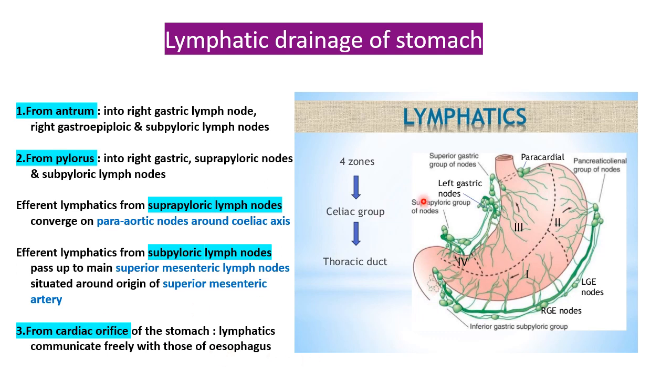And from the cardia of the stomach, the lymphatics communicate freely with those of the esophagus. This is the paracardial lymph nodes here.